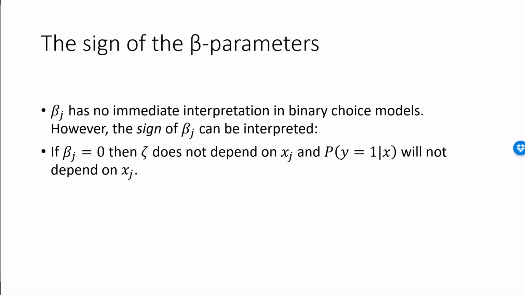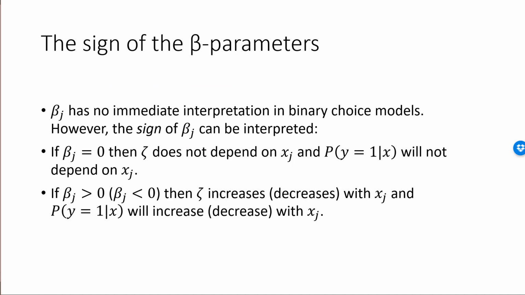If, on the other hand, beta j is strictly greater than 0, well, if you look at the expression, you see that that means that zeta increases with xj. The bigger the xj, the bigger the zeta. And we also know that this f function is a strictly increasing function in zeta. So that in turn means that when xj increases, the probability that y is equal to 1 increases.